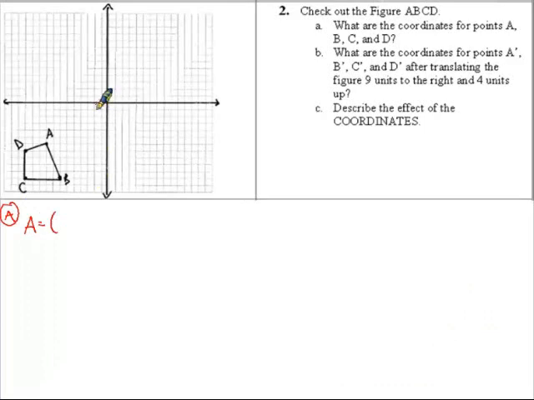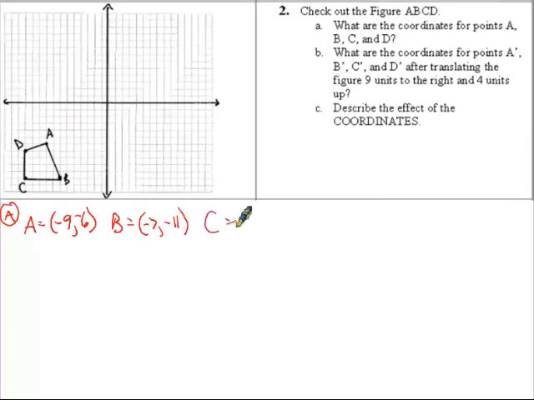So I'm going to go back 1, 2, 3, 4, 5, 6, 7, 8, 9, and then 1, 2, 3, 4, 5, 6. So we have -9 for x, and then -6 for y. For the coordinates for B, it's -1, 2, 3, 4, 5, 6, 7, and then 1, 2, 3, 4, 5, 6, 7, 8, 9, 10, 11. -7, -11.